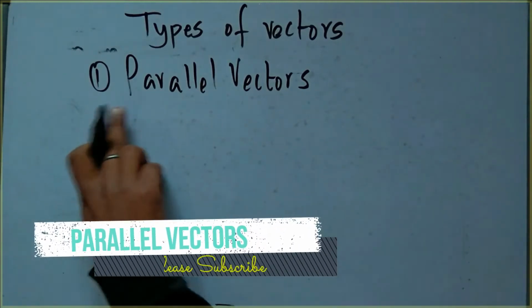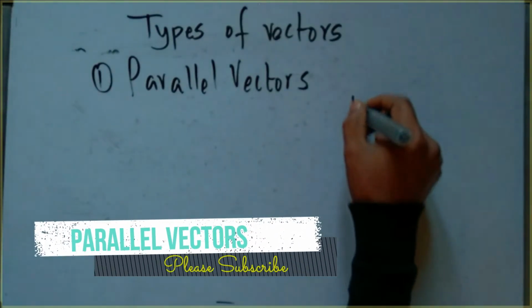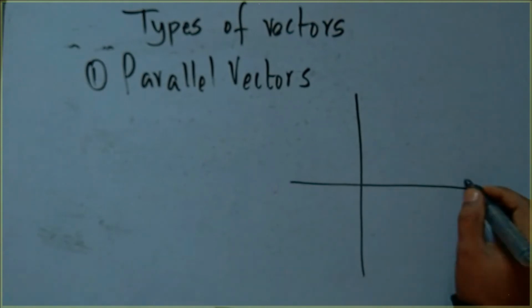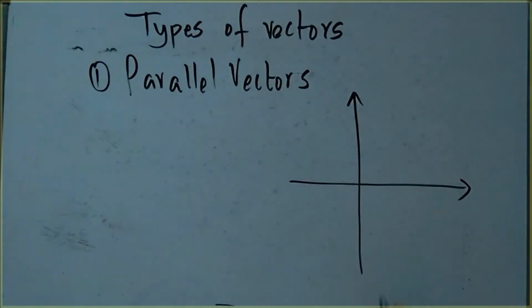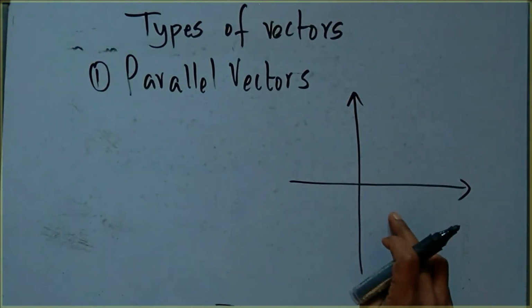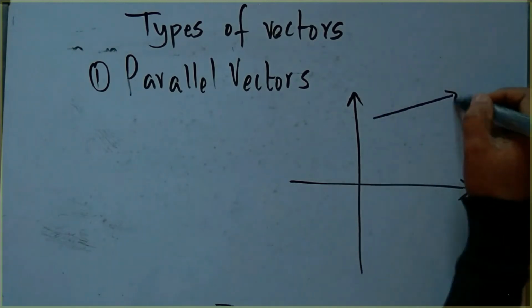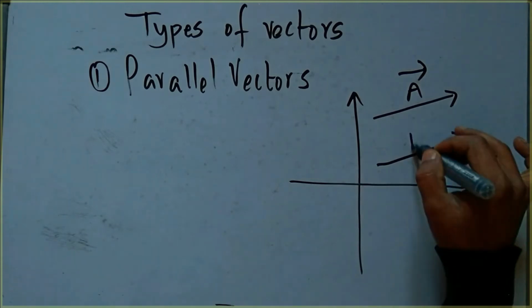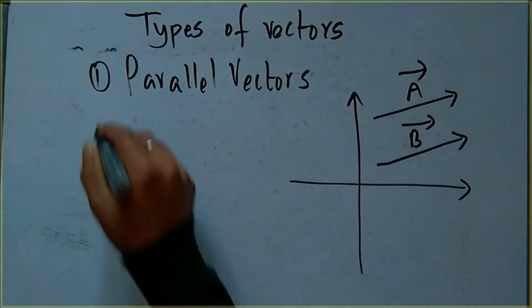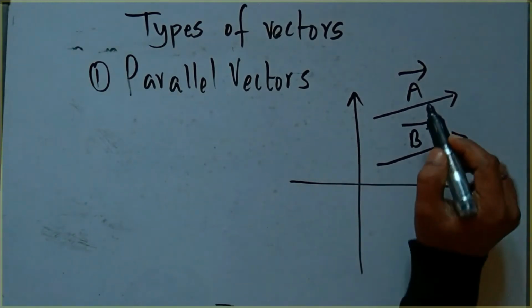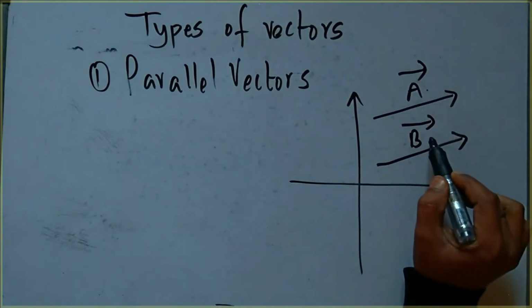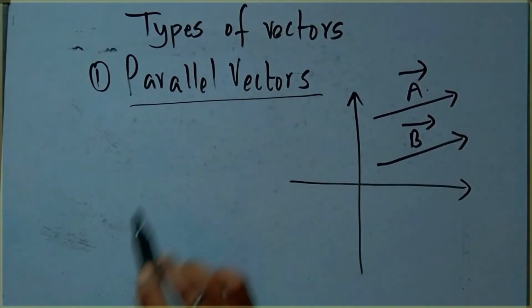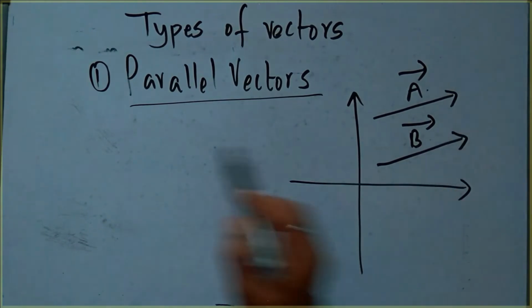We'll see what are parallel vectors here. In a two-dimensional Cartesian coordinate system, we have taken this as a reference point. Let this be vector A and this be vector B. For vector A and vector B to be parallel vectors, their direction has to be the same.